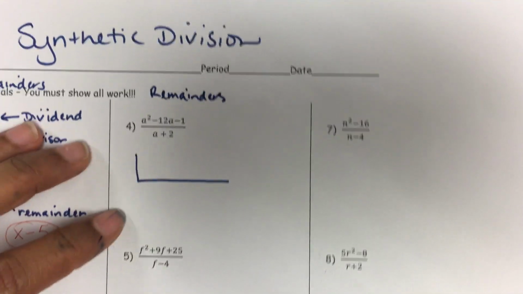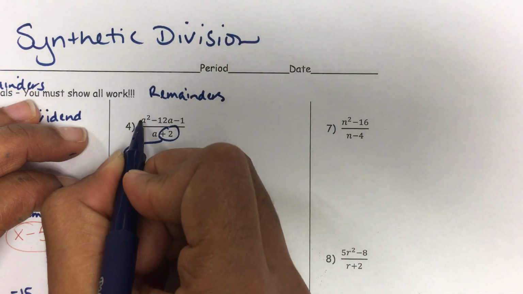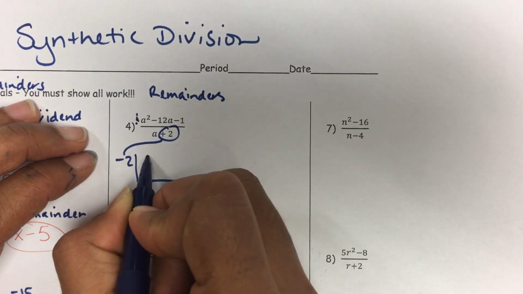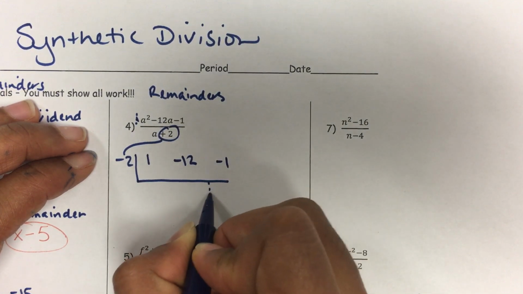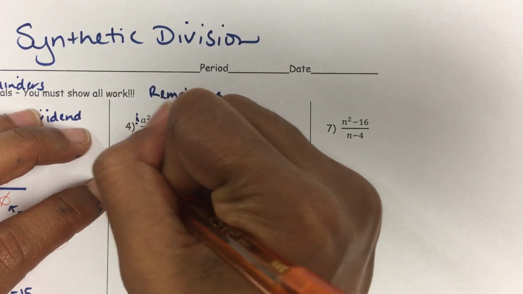Okay, so here we are. Bring that over, negative 2. All of my coefficients, that's going to be a 1. So 1, negative 12, and negative 1. Don't forget to wall off your remainder. Step 1, drop it like it's hot.